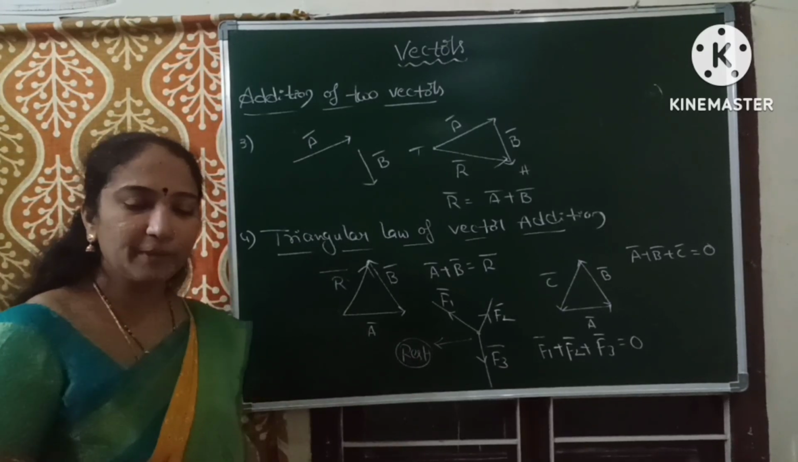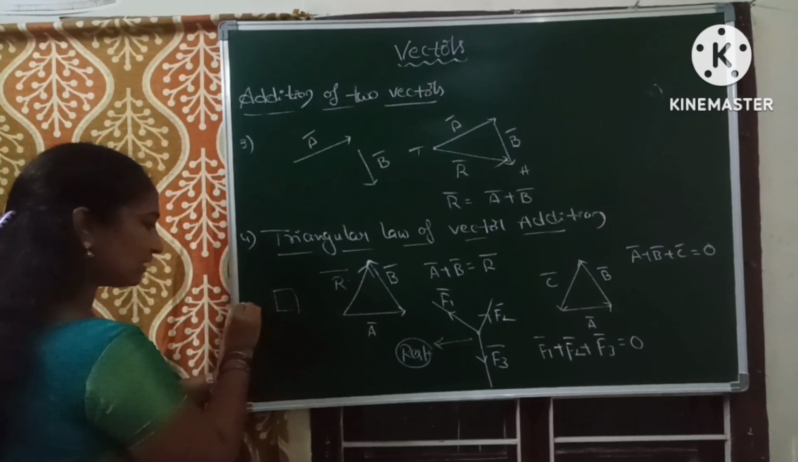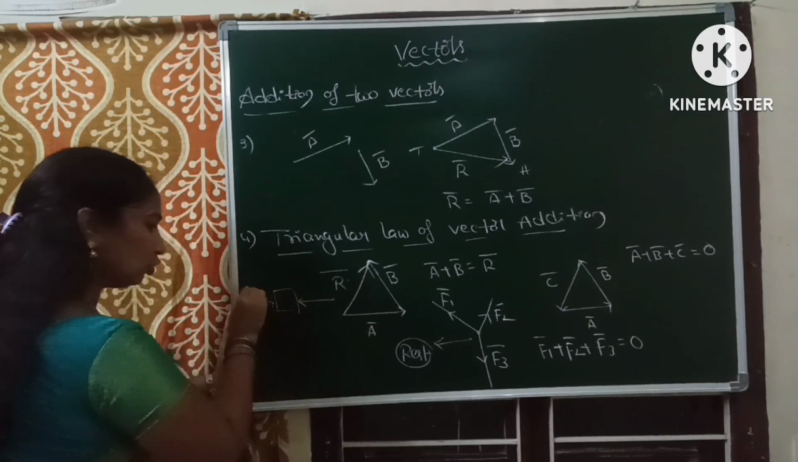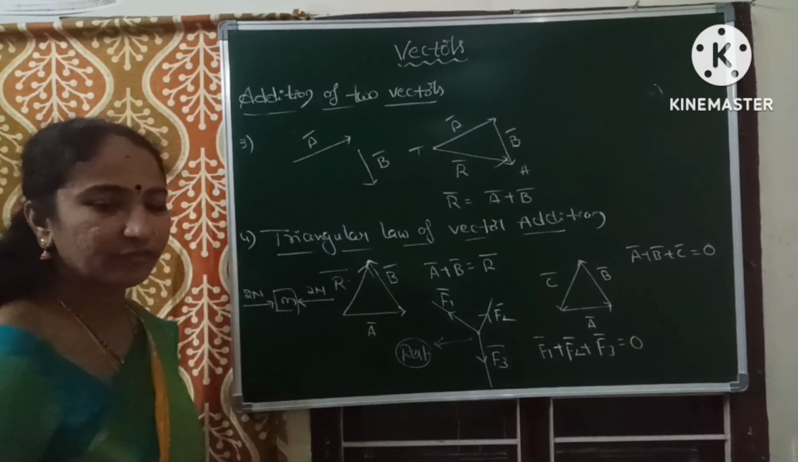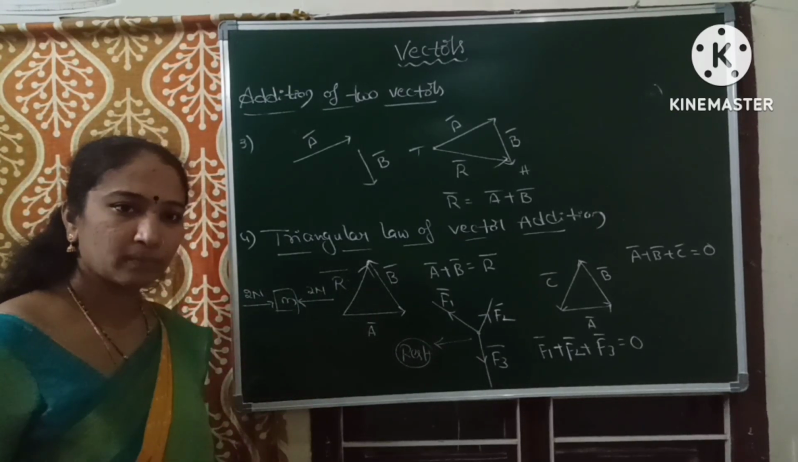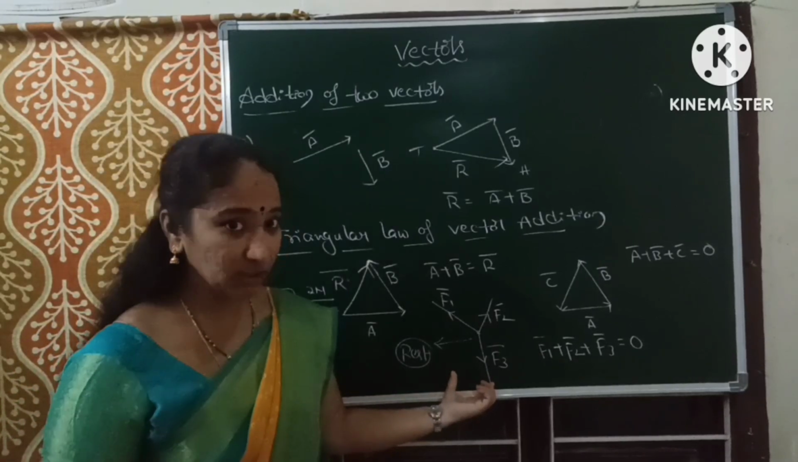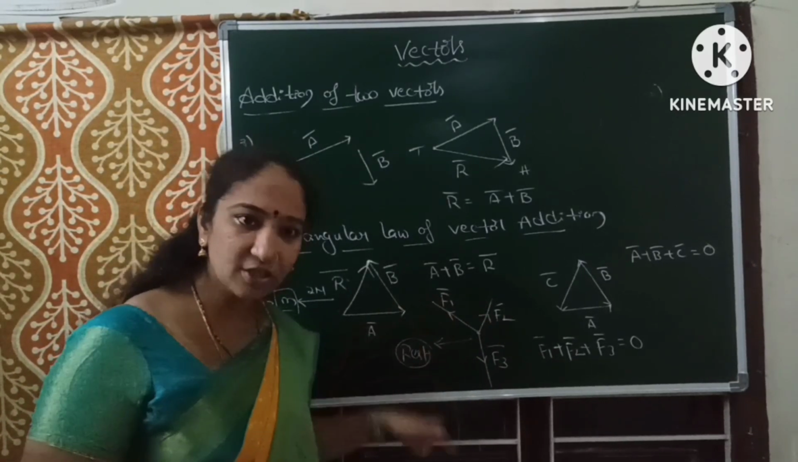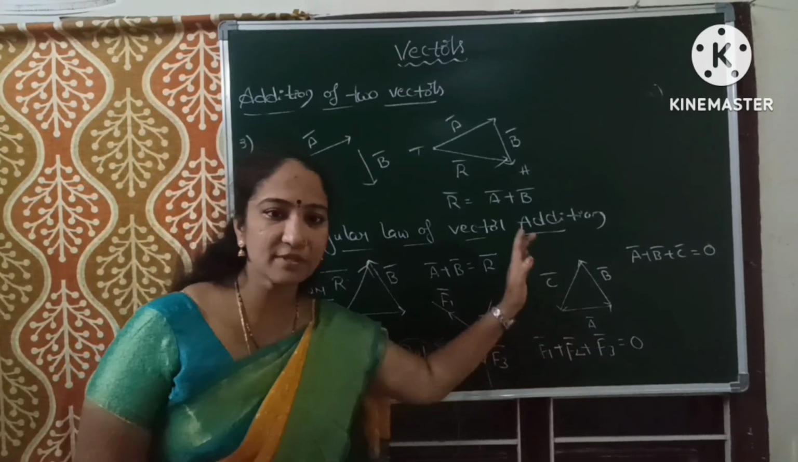All forces are in equilibrium state. We learned this in the previous class. Here one box is there. On the box, in both directions, 2 Newton's force and 2 Newton's force is applied. For example, the box is in the state of rest. Moreover, on the box, how many forces are applied? 3 forces only are applied, and all 3 are in the same order. Then the resultant becomes 0.